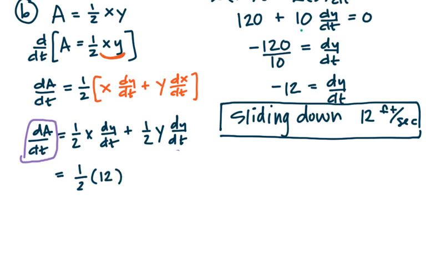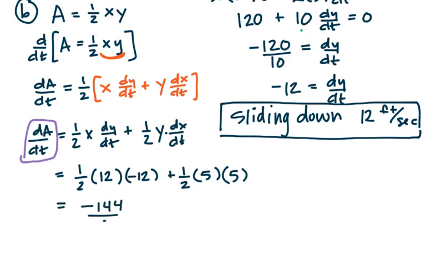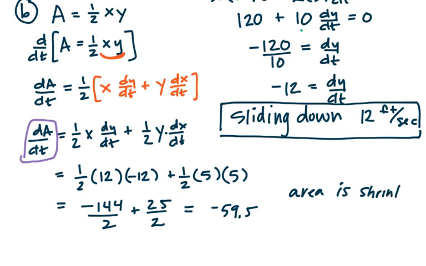So x is 12, dy/dt is negative 12, plus 1/2. My y value is 5. And I'm realizing I wrote dy/dt, even though I'm pretty sure I said dx/dt. So I'm just going to fix that right there. dx/dt, because that was the derivative of x with respect to time, and dx/dt is 5. So I have negative 144 over 2 plus 25 over 2 equals negative 59.5. So the area is shrinking, because it's negative, at 59.5 feet squared, because that's my unit on area, per second.